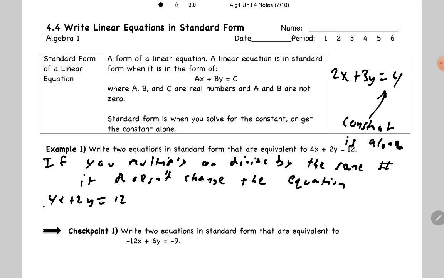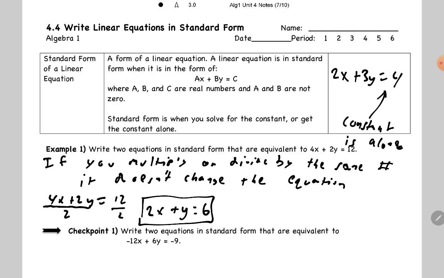And let's say I'm going to just divide everything by 2. I would get 2x plus y. So remember, 4x is being divided by 2, so 4 divided by 2 is 2. And then 2y divided by 2 is 1. And then 12 divided by 2 is 6. So this is an equivalent equation.